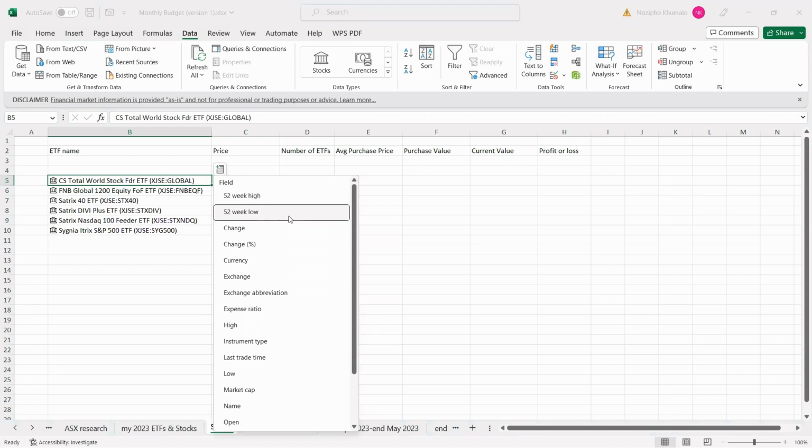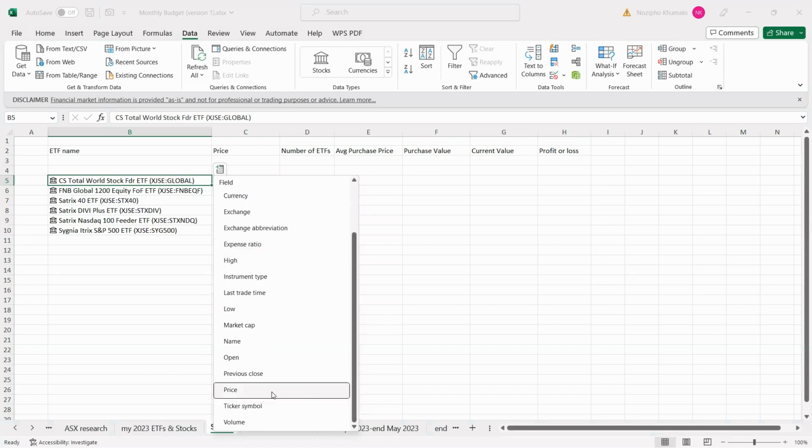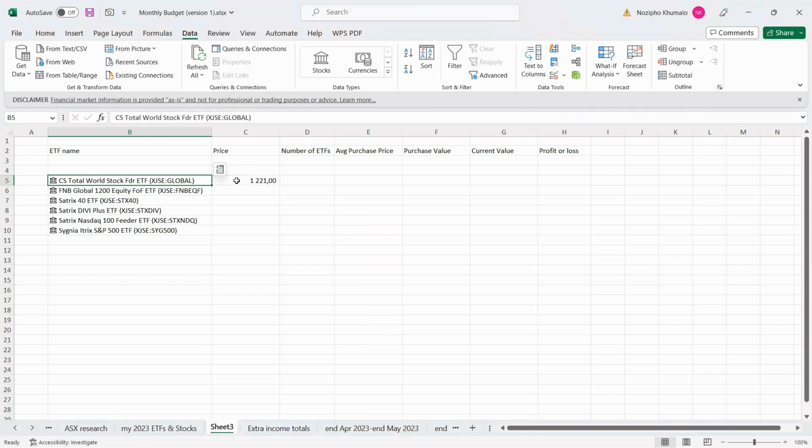You get the idea, right? And you have all these other things like the currency if you want to put, or the exchange. You get all these things, but I am interested in the price. So if I click on price, it adds that field for us.